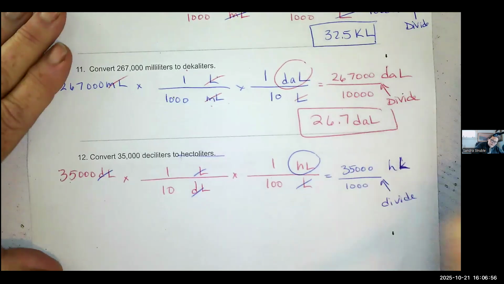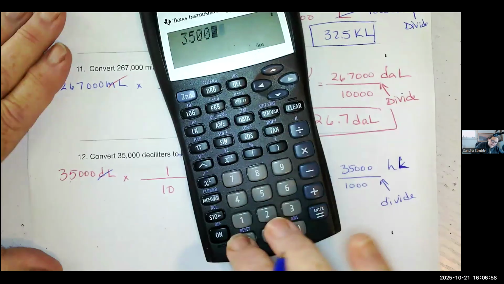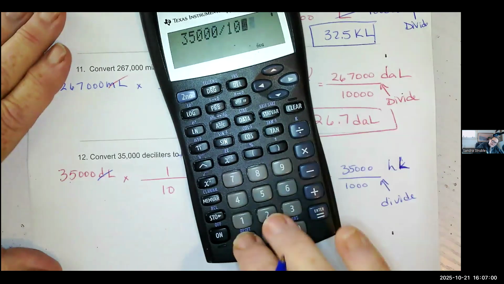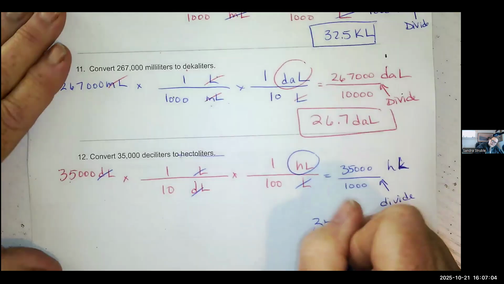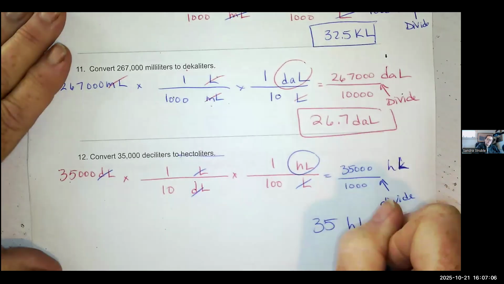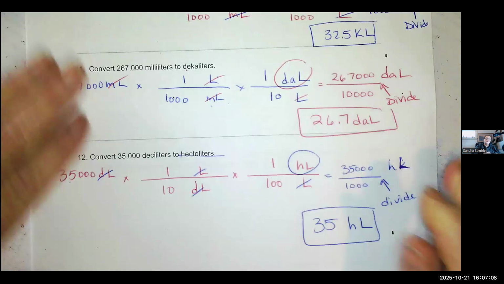35,000 divided by 1,000 is 35. So my answer is 35 hectoliters. If you're worried about putting in the wrong abbreviation, just write the word. You don't have to worry about it.